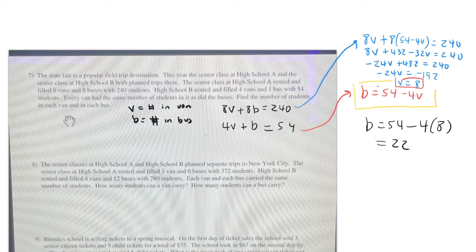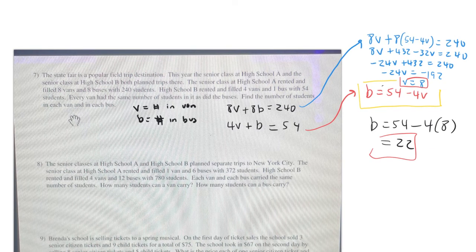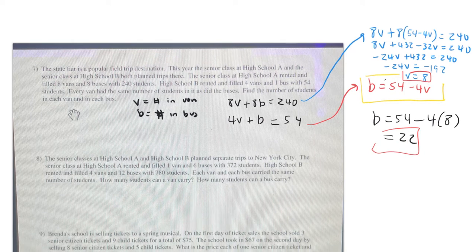Now, I strongly encourage my student at home to always double check, make sure you're answering the actual question. The question is find the number of students in each van and in each bus. Okay, yes, we did answer the question. There's 8 students in every van, 22 students in every bus. All right, so that's that.